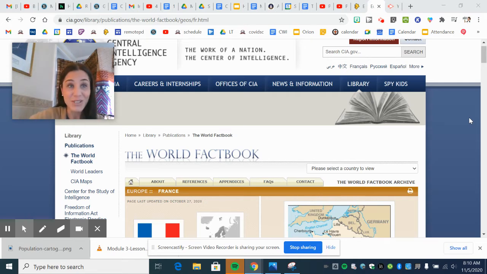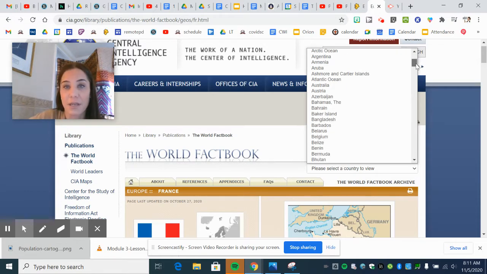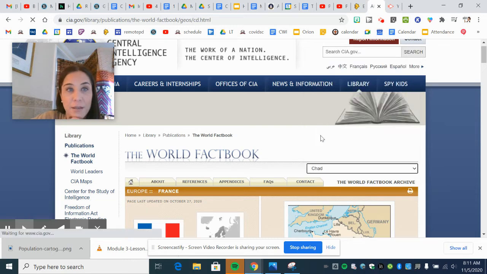Okay, so we're going to start. We're on the link that I gave you. So this is the CIA World Factbook. This is obviously a database of all the information that our country has on pretty much every place in the world. So what we're going to do is go over here to where it says, please select a country to view. We're going to select the drop down and choose the country that we want to look at first. And the first country that I would like us to examine is the country of Chad.